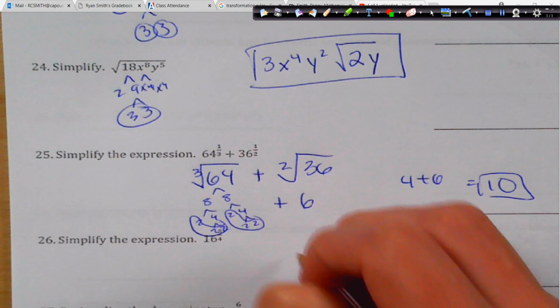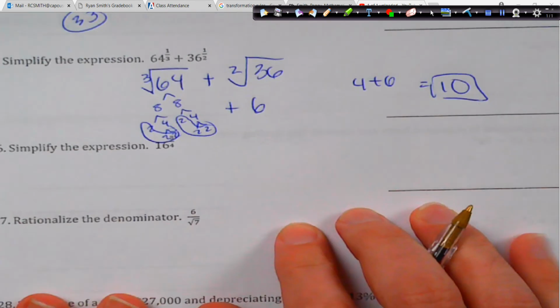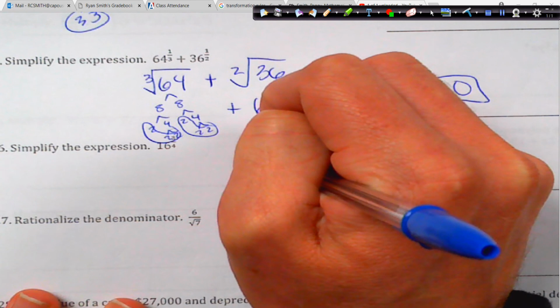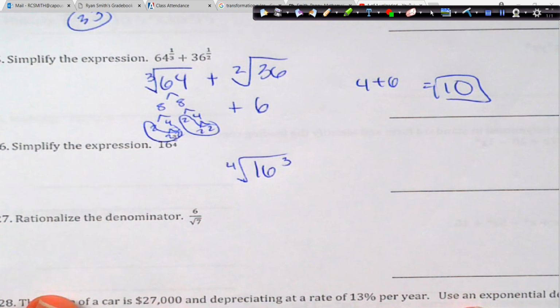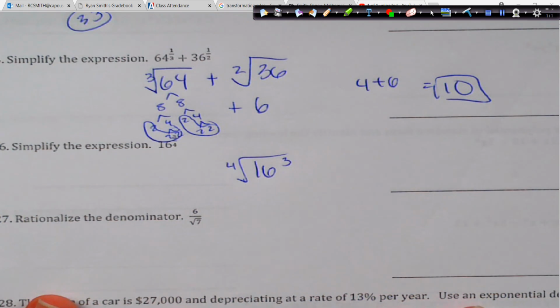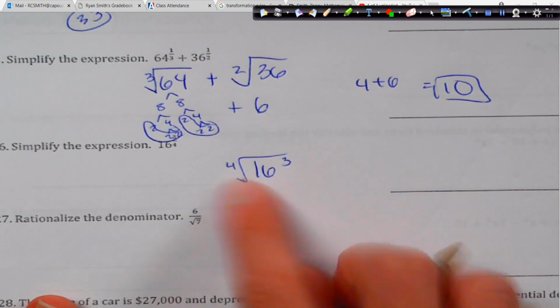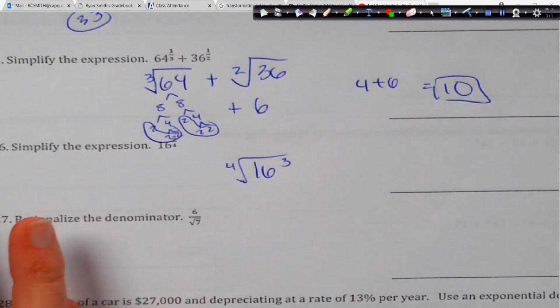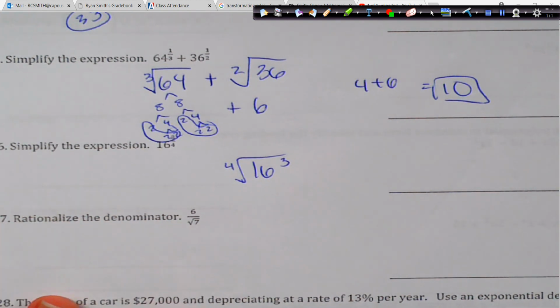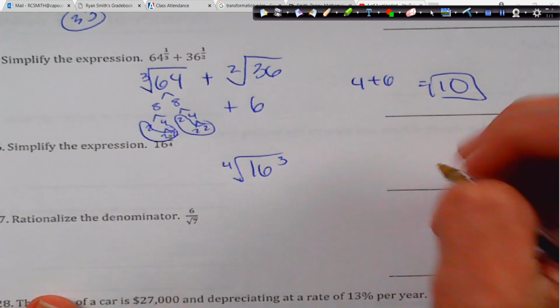This one, 16 to the 3/4 is going to be 16 to the 4th power, but then it's cubed inside. Okay, so what we can do here is evaluate this, and then break it down. If you have a calculator, sometimes it's easier just to go ahead and try that first. So if we did 16 raised to the 3 over 4th power, we should end up with 8.